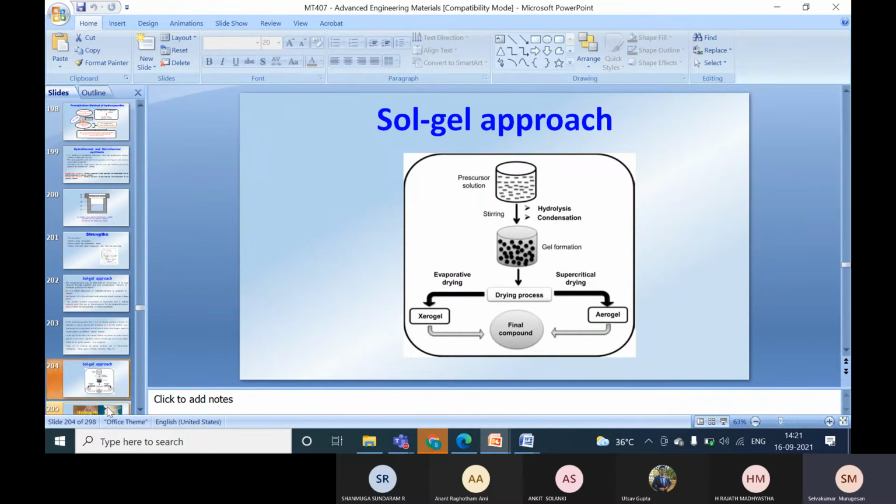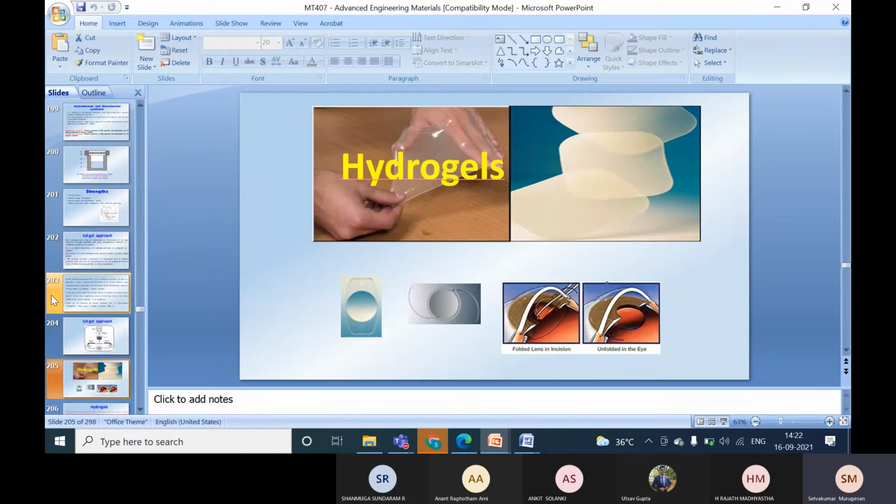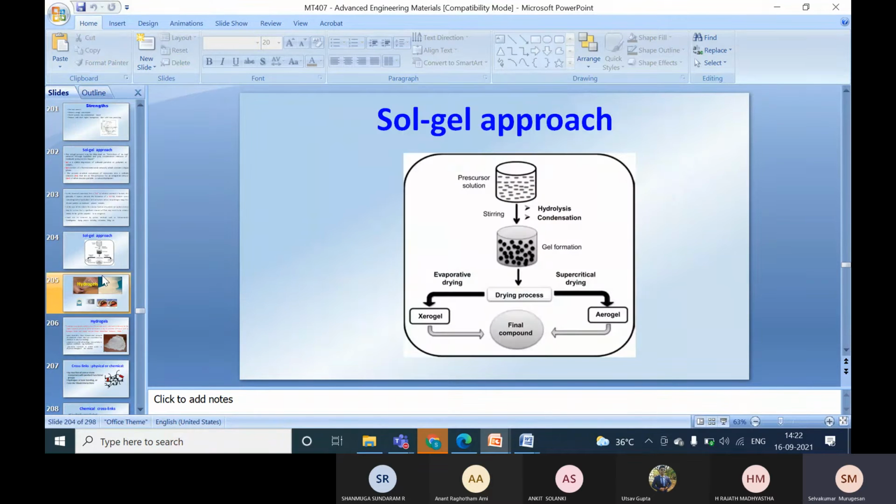The next topic would be hydrogels. Before getting to hydrogels, we'll see some case studies tomorrow, like how the gas barrier properties are improved when you take a two-dimensional nanocomposite or a one-dimensional nanocomposite, and what the differences are. You can start now also. You have time, right?